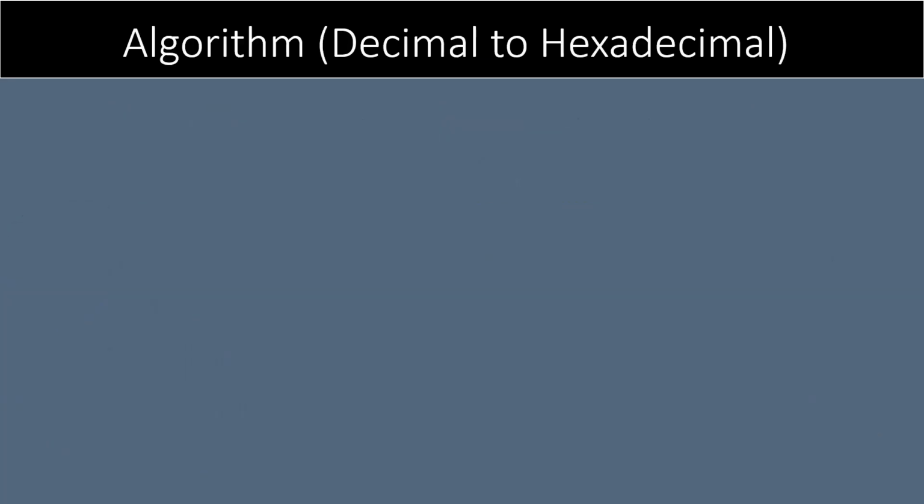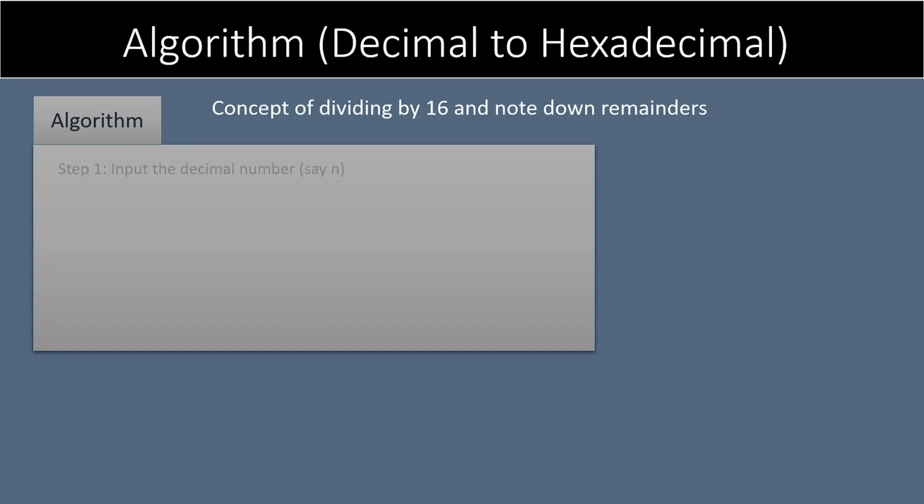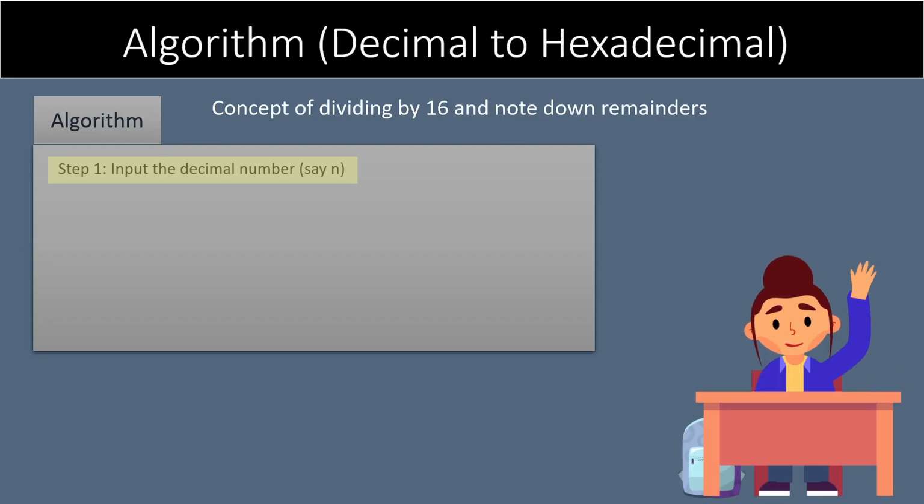Now let us write an algorithm to convert a decimal number to its hexadecimal form. We shall follow the concept of dividing by 16 and noting down all the remainders. The first step, that is step number 1, is input the decimal number, say n. First thing first, we need to have a decimal number to be converted. Kavya has volunteered to trace this algorithm along with me. Let me assume n to be 162.